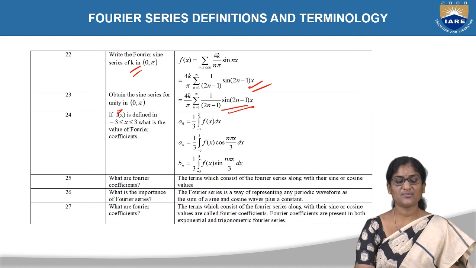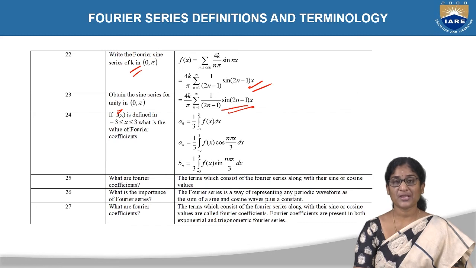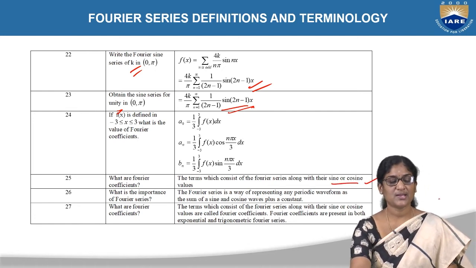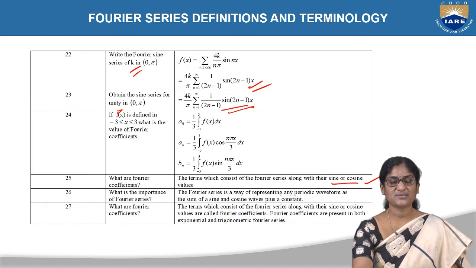So what are the Fourier coefficients? The terms which consist of the Fourier series along with their sine and cosine values are called the Fourier coefficients. A naught, an, bn are called the Fourier coefficients, and these are nothing but the terms which contain the Fourier series along with their sine and cosine values. Next, what is the importance of the Fourier series?